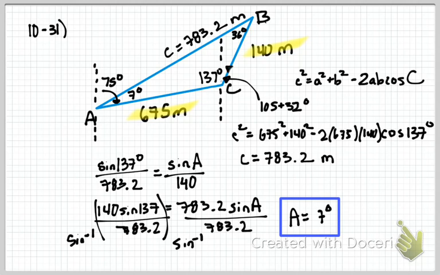If this is 75 degrees to here, right? And then this is 7 degrees, what's this new bearing? This is a 75 degree bearing. And if this distance is 7, what's the new bearing?